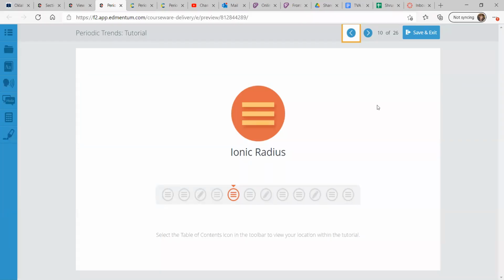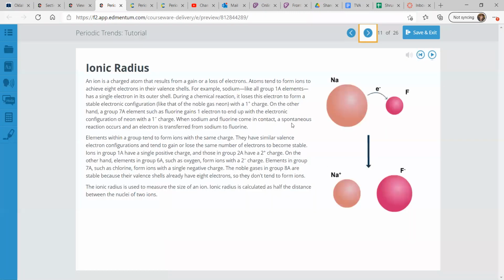Hey, it's Mr. Shrum, and welcome back to the Periodic Trends tutorial. We looked at atomic radii last time, and now we're going to look at ionic radii, or ionic radius for singular uses.